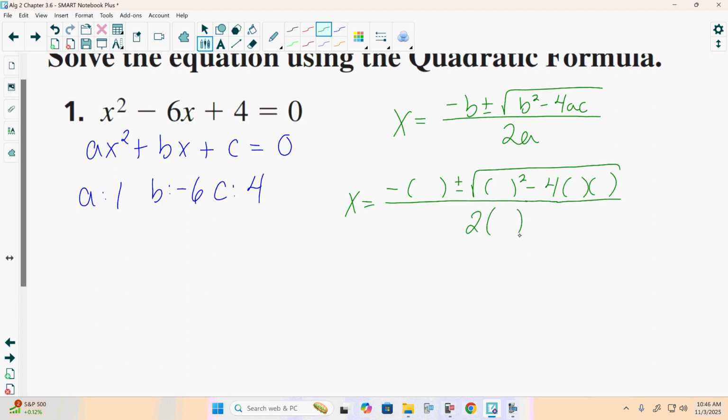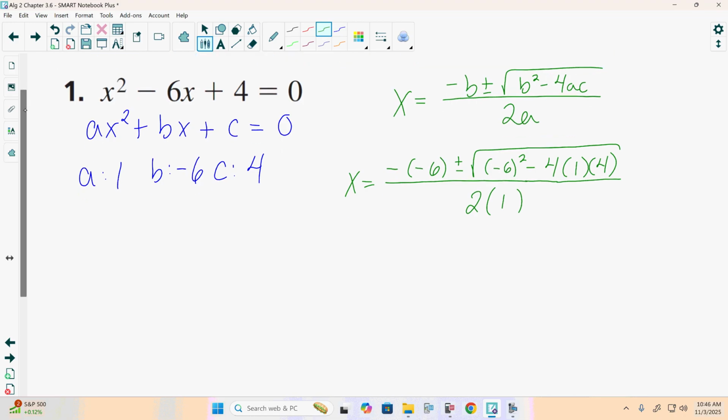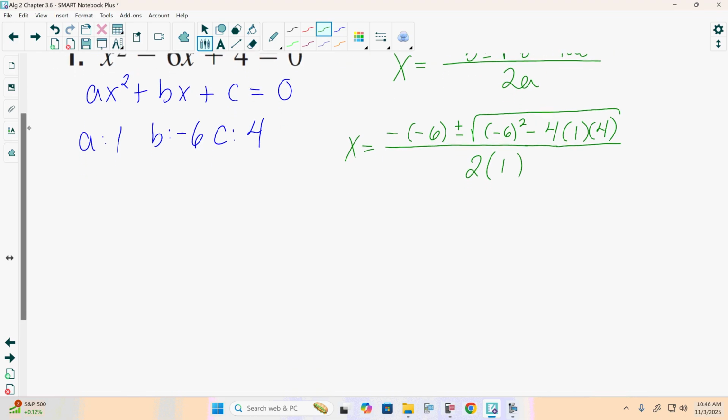Now, at this point, we're going to take those values of a, b, and c and plug them into their corresponding spots in the equation. So we have negative b. Well, our value of b is negative 6, so we'd say negative 6, plus or minus the square root of b squared, so negative 6 squared, minus 4 times a, well, a is 1, times c, which is 4, all over 2a, 2 times 1. We're plugging them in for the values of a, b, and c: a is 1, b is negative 6, and c is 4. Questions on how we plug this in?